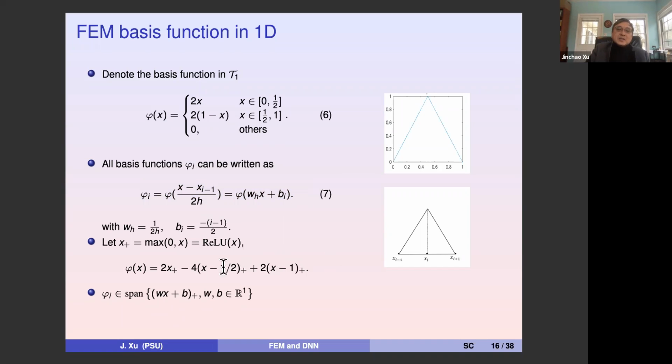But it's not difficult to see that this kind of hat function here can be written as a combination of this ReLU, which I showed you, 0 and x. So this phi would be in the span of this ReLU here. And so the finite element is very special, it's contained in the neural network, with this activation of the ReLU.